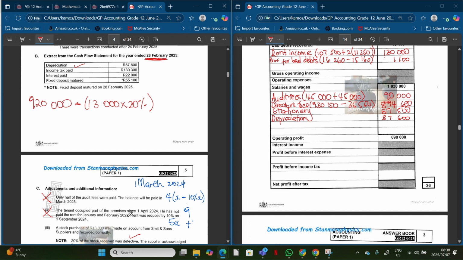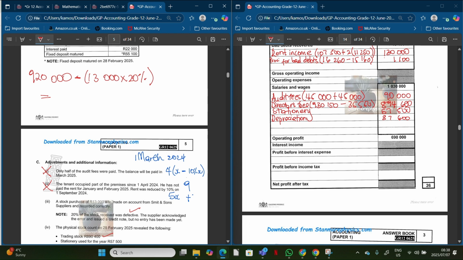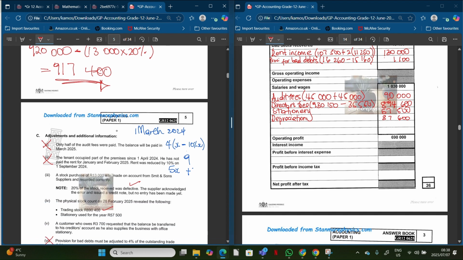Then now also, how much do we get right there? So I'm just quickly gonna do my quick maths on my calculator. 920,000 minus 13,000 times 20%. And that right there we get 917,400. So this is the stock that we have in our books, right? And this right here, the 890,400, we're going to compare it with. So if you can see the two, this one is the one that is in the warehouse or in our company, then this one is in the books, right?